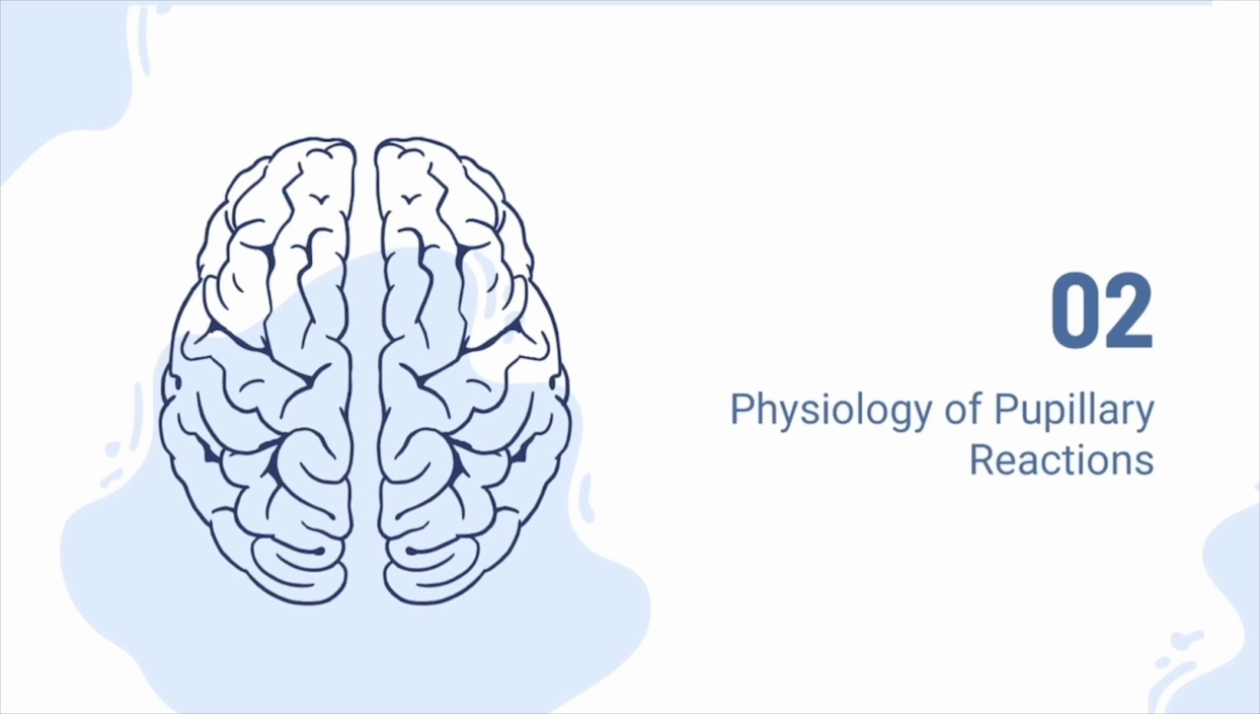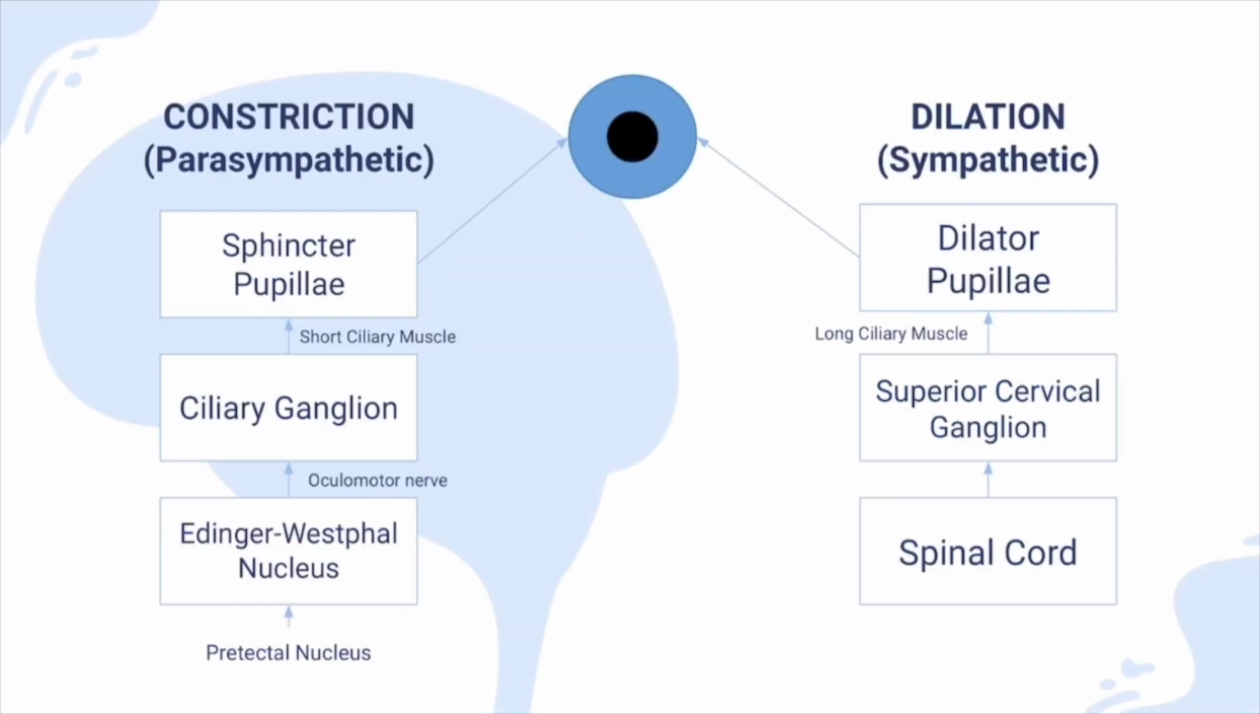Next is the physiology of pupillary reactions. The physiology behind a normal pupillary reaction is a balance between the sympathetic and parasympathetic nervous systems. Parasympathetic innervation leads to constriction, while sympathetic innervation leads to dilation. A circular muscle called the sphincter pupillae has the task of constricting the pupils.